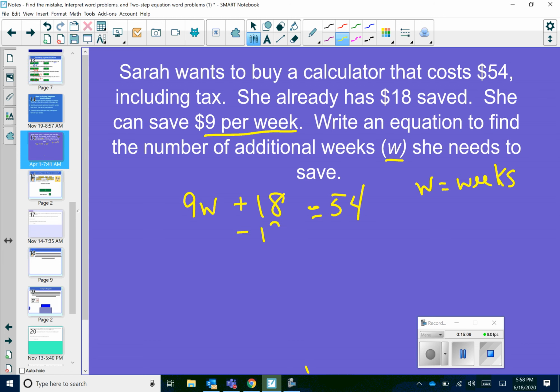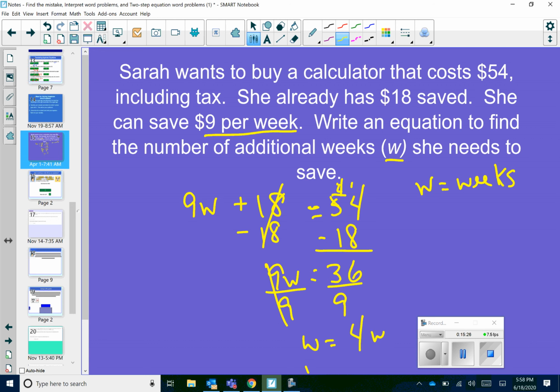So now we're going to go ahead and solve it. We're going to subtract 18 on both sides. That's going to leave me with 36. So 9w equals 36. And then we're going to divide both sides by 9, leaving me with w equals 4 weeks. Remember, with word problems, we always want to label our answers.